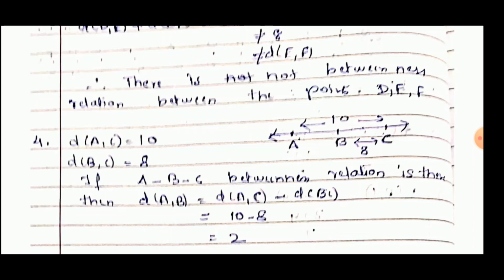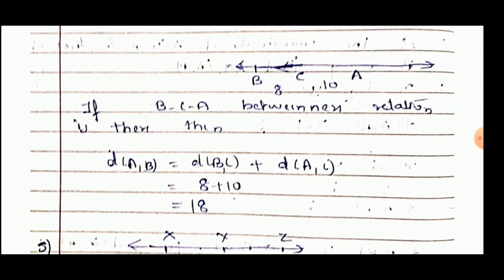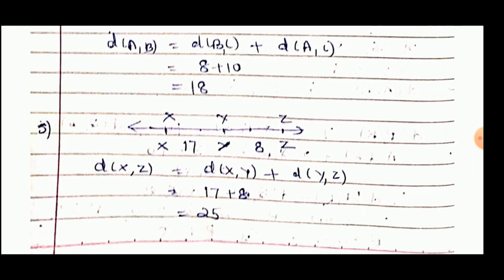Then the fourth one, distance AC is 10. Distance BC is equal to 8. Then you have to find out whether the betweenness relation is there. Now distance AB is equal to distance AC minus distance BC. So 10 minus 8 is equal to 2. Then again this possibility is also there, that this way the points can be there. So here what we see, AC is 10 and BC is equal to 8. So in this case distance AB will be equal to BC plus AC, that is equal to 8 plus 10 equal to 18. Now the fifth sum is here: XY is equal to 17, YZ is equal to 8.